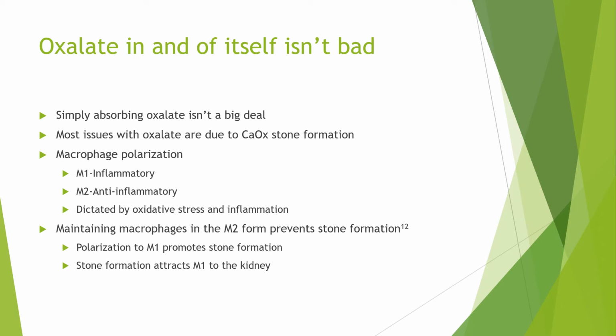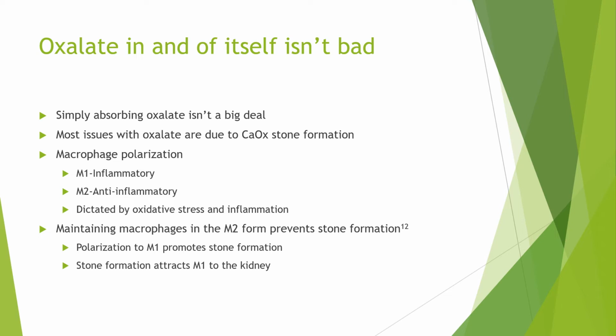So we want to look at things that will prevent us from forming calcium oxalate stones. For example, macrophage polarization. Macrophages are phagocytic cells of our immune system, and they can be polarized to either an inflammatory state or an anti-inflammatory state. And this is dictated by oxidative stress and inflammation. This is how we form calcium oxalate stones. So ideally, we want to maintain those macrophages in the anti-inflammatory M2 form, and this prevents stone formation. Tons of evidence on this. We know that this is what's happening.